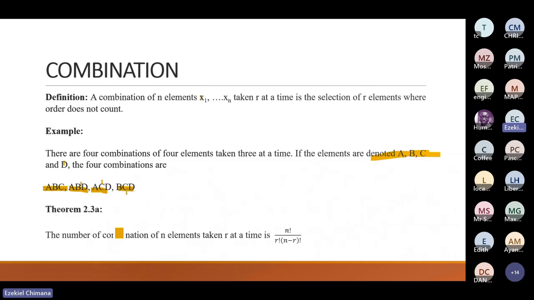So the number of combinations of n elements taken r at a time is n factorial over r factorial times n minus r factorial. So this one is the formula for combinations. Your n is just the same as in permutations, and your r is just the same as in permutations. The way we define these parameters in permutation, it's just the same.